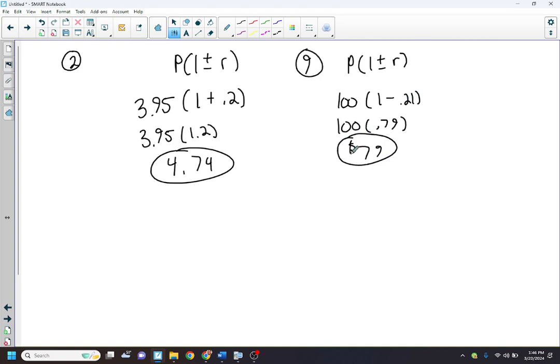On the back of the page is tax. So let's do number 17. The original price of the book was $49.95. And it's going to be 1 plus, because tax increases how much it costs. Tax is always plus because you're increasing how much it costs, right?